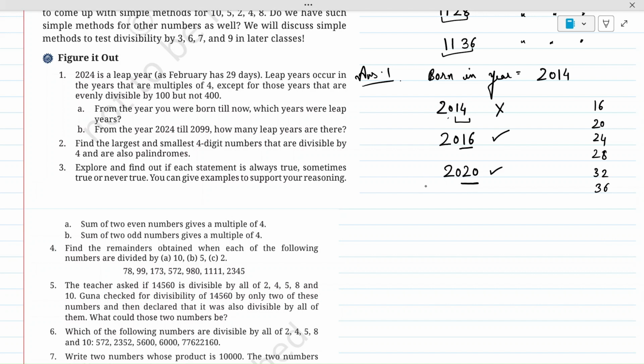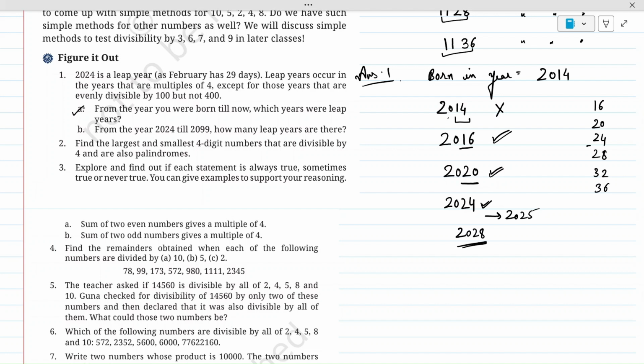So 2020 is a leap year. Then 2024, this was a leap year. And the next leap year will come in 2028. You have to find till 2025. This is done. So the leap years after 2014 were 2016, 2020, and 2024. These are the 3 leap years.